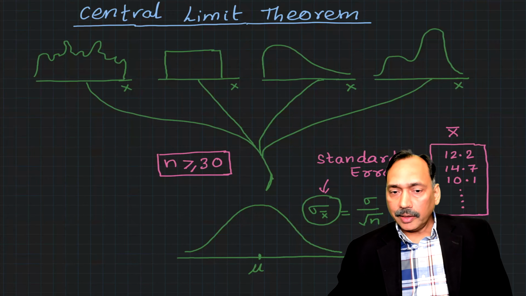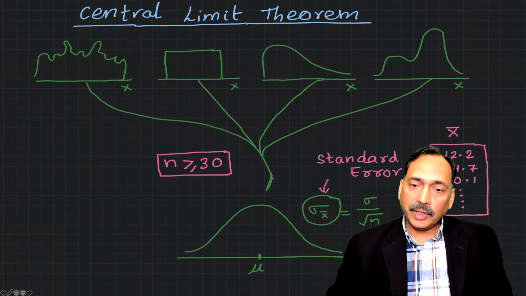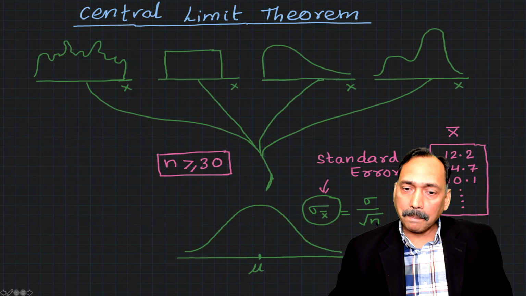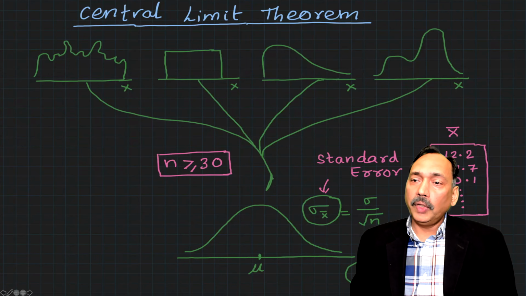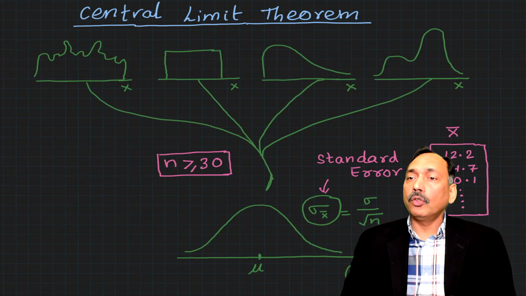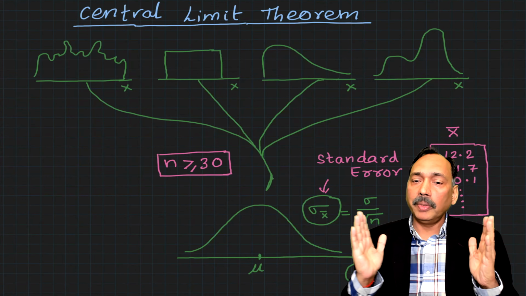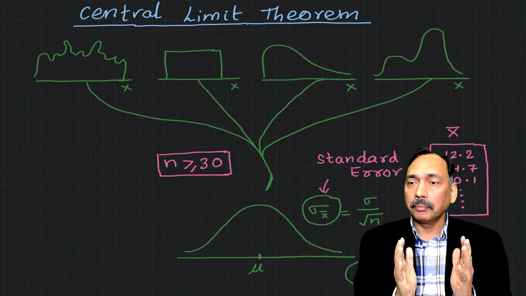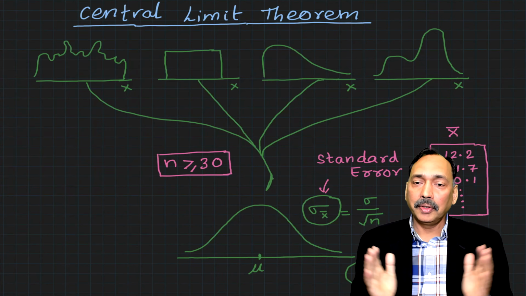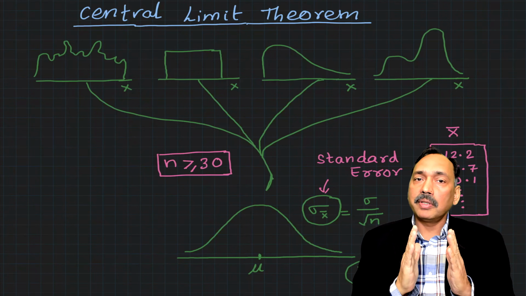And another thing that happens is when n increases, you can see the standard error has n in the denominator. So when the value of the denominator goes up, when the sample size increases, the distribution becomes narrower and narrower. So variability, or the standard error, reduces because n is in the denominator. So that distribution becomes narrower and narrower.